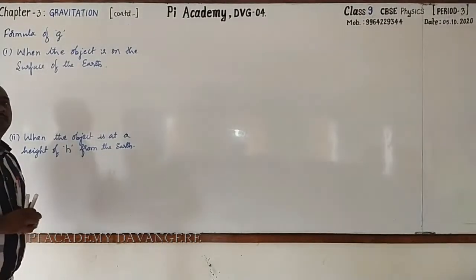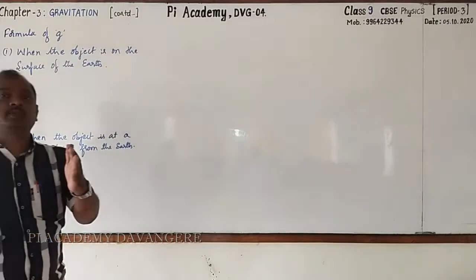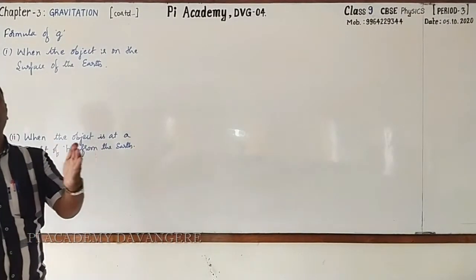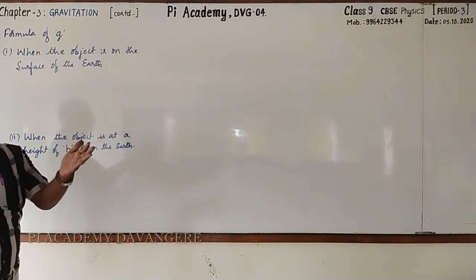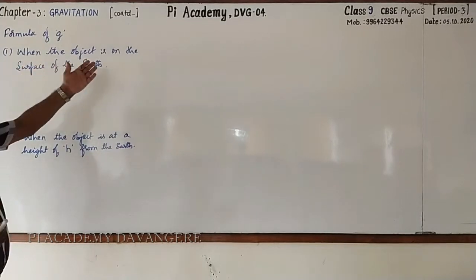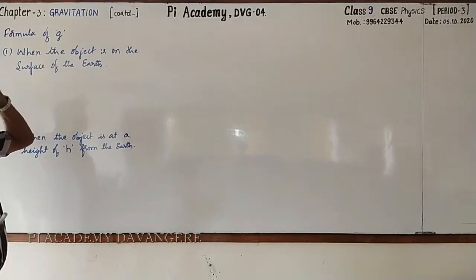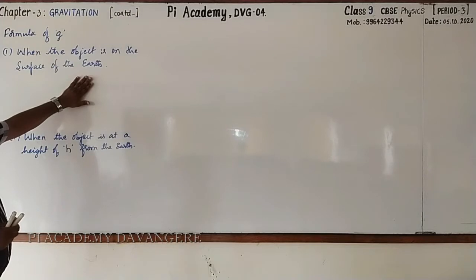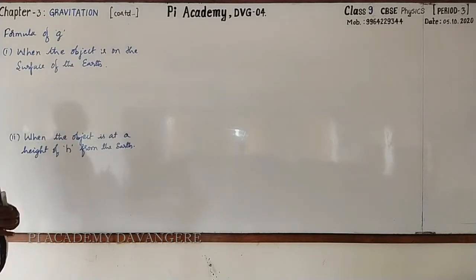Dear students, we know that the formula to calculate acceleration due to gravity can be rewritten based on where the object is, whether it is on the surface of the earth or away from the surface of the earth. Let's go for writing that formula.